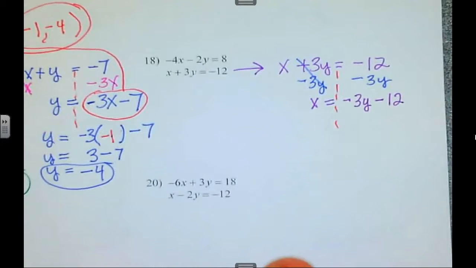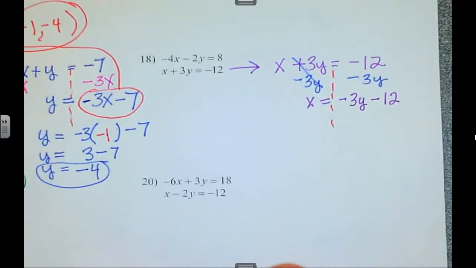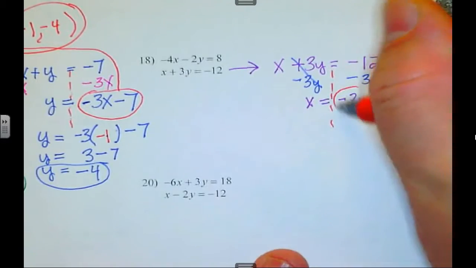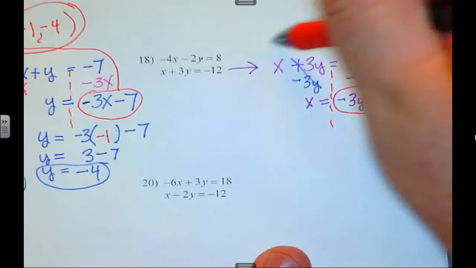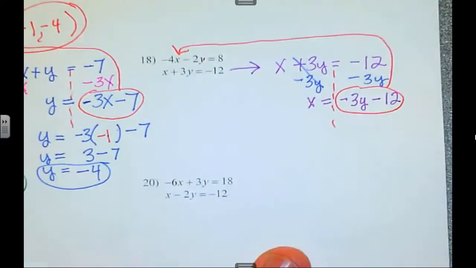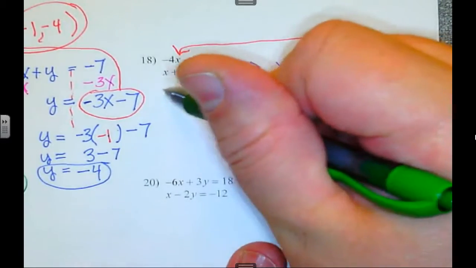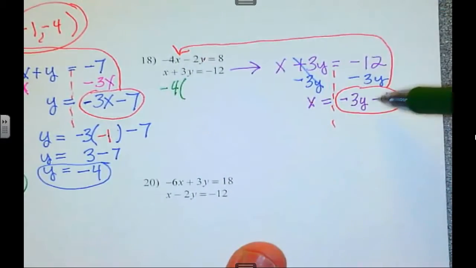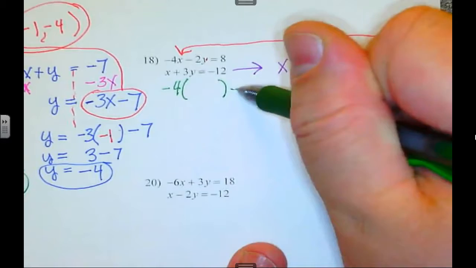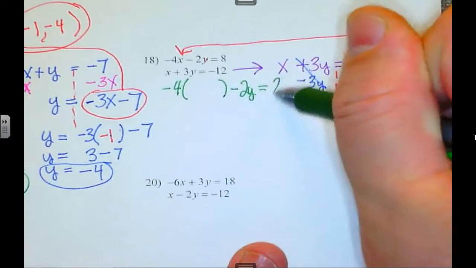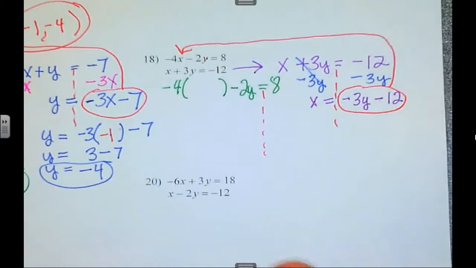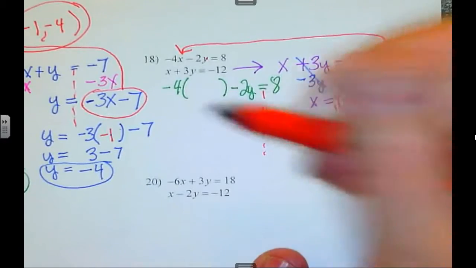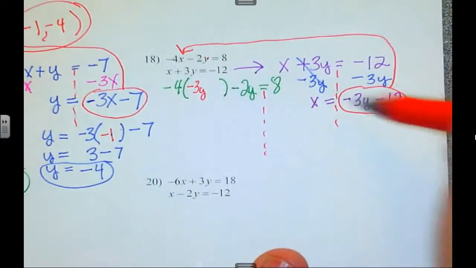Now, be careful. Don't automatically put this in for y. I've seen so many students just take this and substitute it in for the y here. I solved for x this time. Substitute it in for the x. So I have negative 4 times my value for x, minus 2y equals 8. Okay, my x is negative 3y minus 12.